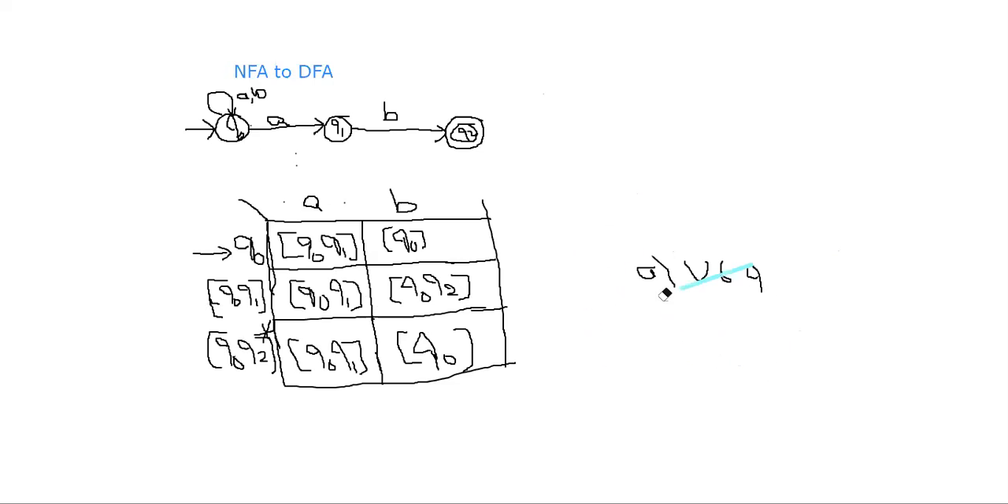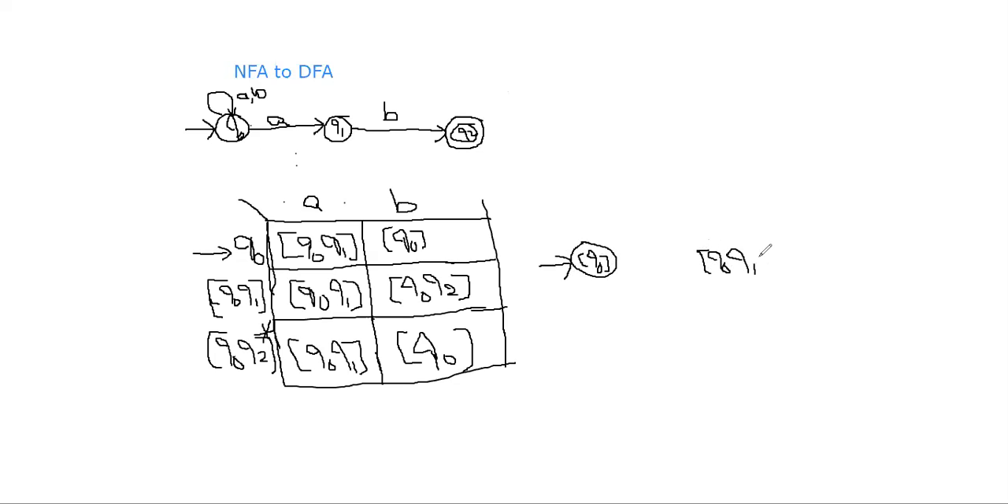Now we construct the DFA transition diagram. Take these three states and construct the DFA. What is the first state? Q0 is the first state, and Q0 is the initial state here also. Then represent it. Next state is Q0 Q1. Next state is Q0 Q1, a single state.